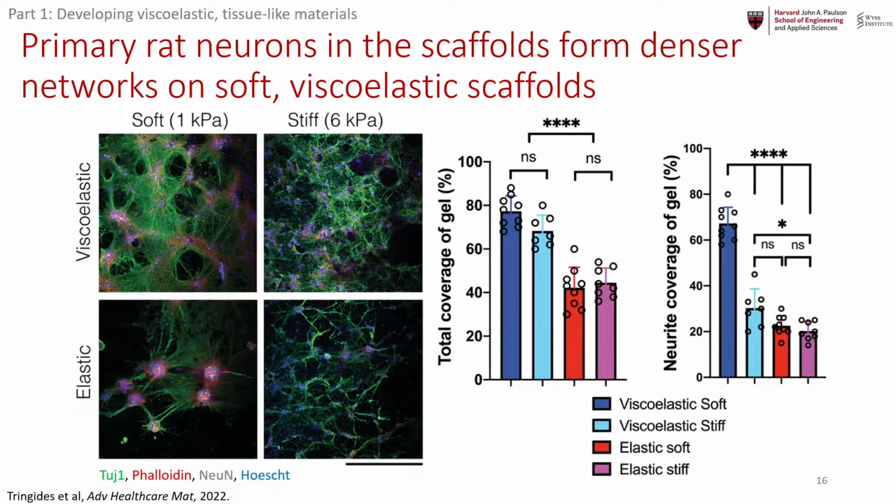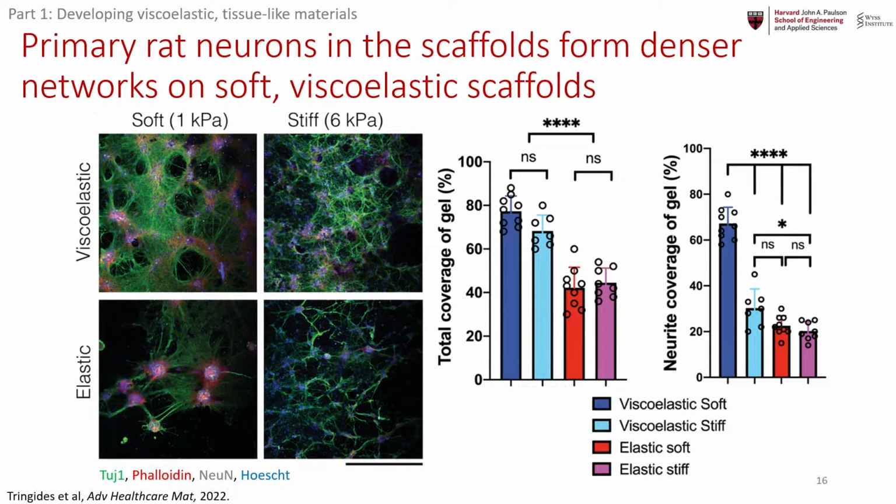So then the last part of this work was starting to integrate cells. First, we looked at rat primary cells, placing them on top of these scaffolds. And we wanted to compare viscoelastic and elastic substrates that were either soft, so 1 kilopascal, or stiff at 6 kilopascal. And the neurons here are shown in green with a beta-3 tubulin stain. And you can see that on the soft viscoelastic case, we have the highest coverage than any of the other cases. And this is really the properties that match that of the brain.